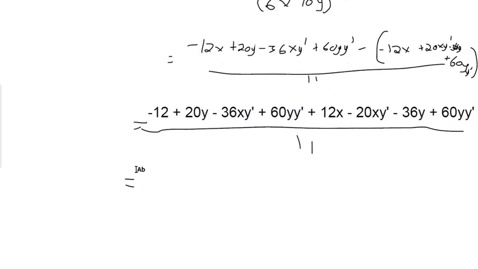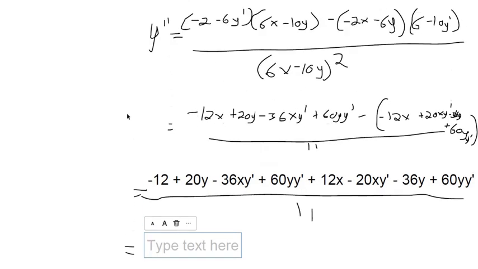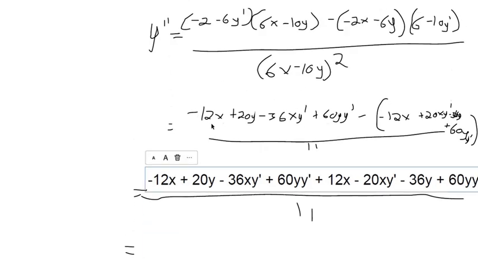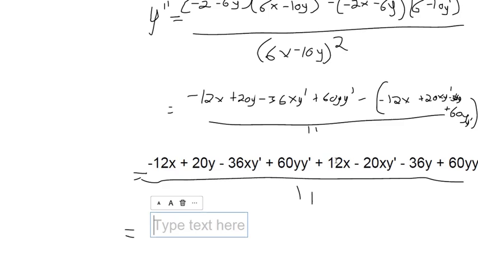Okay, so let's clean up. Let's do the plain old x terms. Oh, I dropped an x here. Sorry about that. Negative 12x plus 12x makes 0. So let's do the y terms. 20y minus 36y, that makes negative 16y. Let's do the xy prime terms. We got negative 36xy prime. And then this term, so subtract the 20xy prime, so that brings us further back into the negatives. We're at negative 56xy prime.